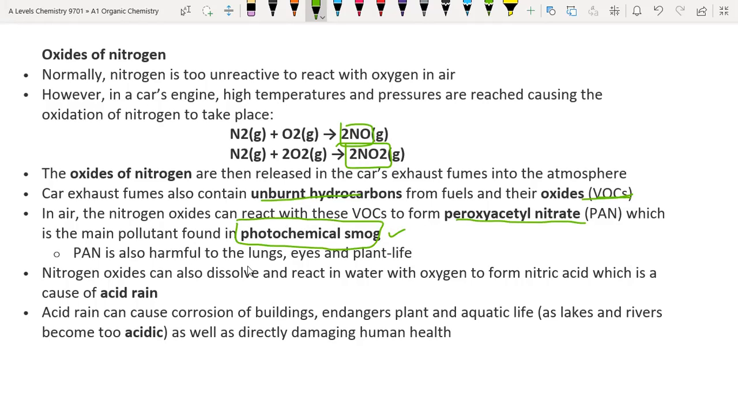It affects lungs, eyes, and plant life too. It also causes acid rain. Acid rain causes corrosion of buildings, endangers plants and aquatic life, as lakes and rivers become too acidic, as well as directly damaging human health.